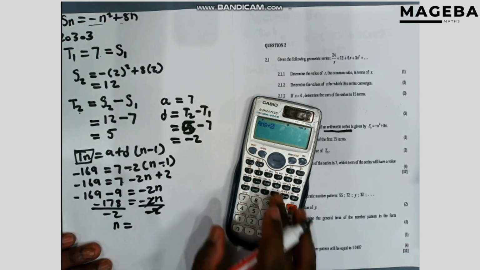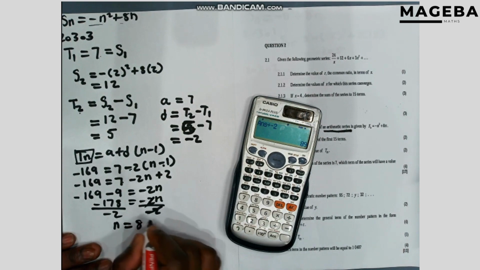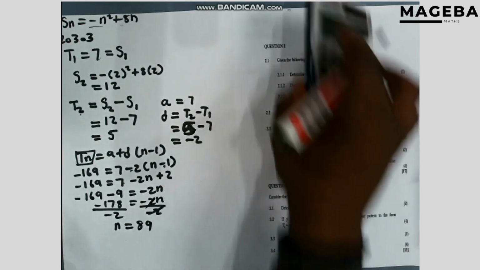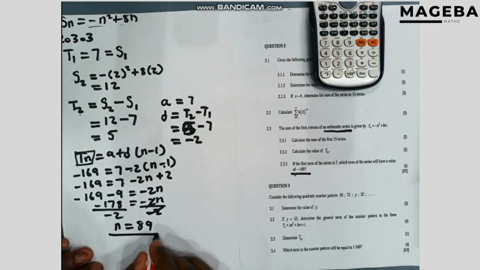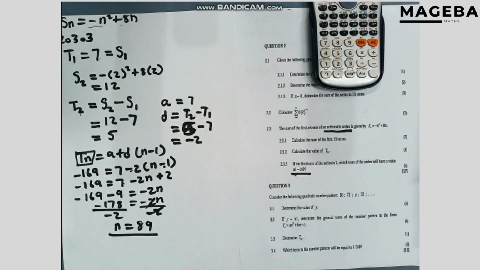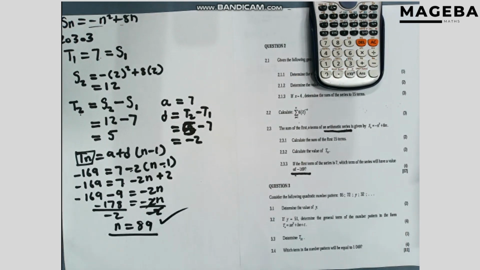n cancels n, so negative 178 divided by negative 2, what do we find? We find 89. Which term of the series? This is the term of the series that will have the value of negative 169. Thank you so much.